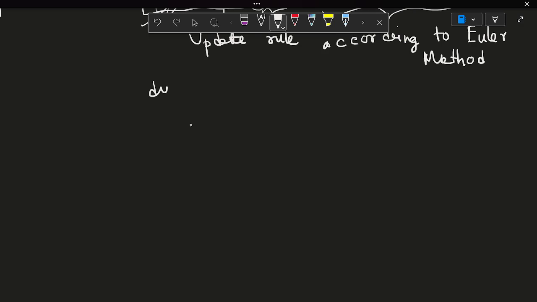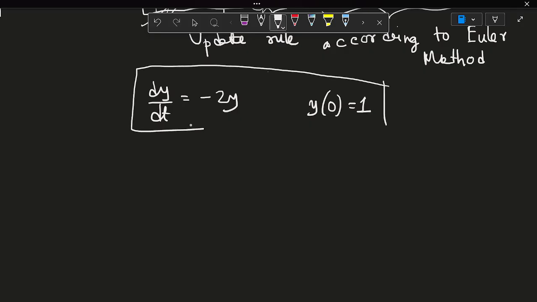We will try to solve this equation, dy/dt equal to, let us keep it simple, minus 2y, and this is our initial condition. So this is the equation which we will try to solve in MATLAB. Let me go there.